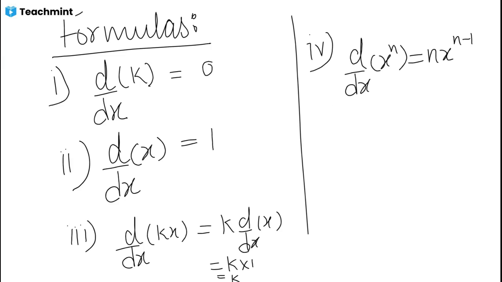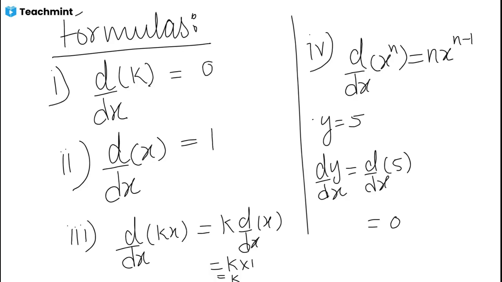So let us do one example for each formula. If we have y is equal to 5, now let us find dy over dx, the derivative. d upon dx of 5. You know 5 is a constant, so its differentiation is 0. Got it? Excellent. Similarly, the other one is about only x, so this is an example in itself. So let us do this one and this one.